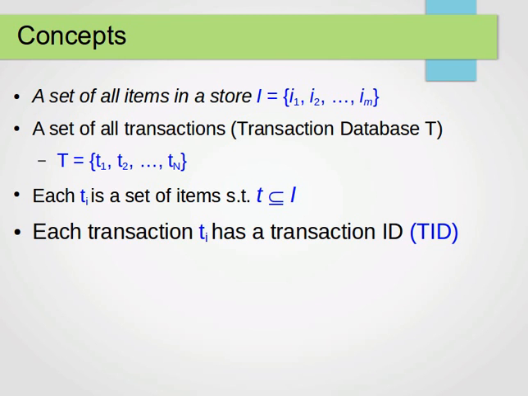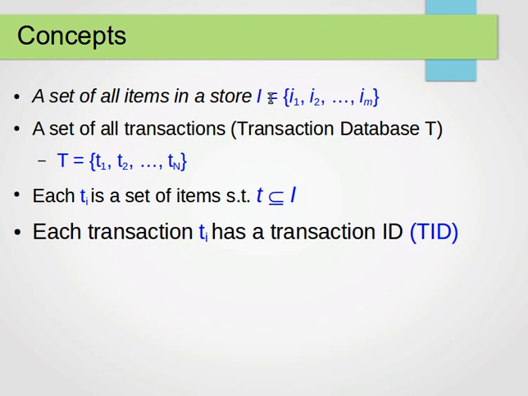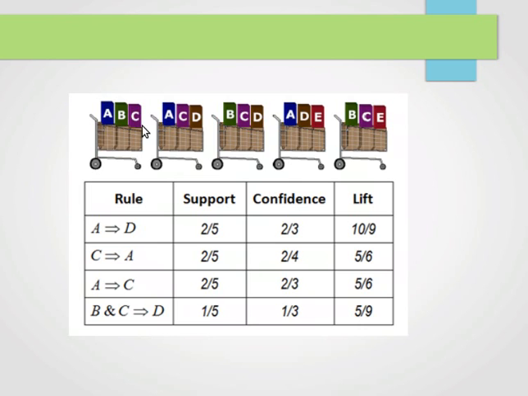Now, let's take a simple example for things to make sense. Let's assume that we have this transaction database. In the first transaction, the customer bought items A, B, and C. Second, A, C, and D. Third, B, C, and D. Fourth, A, D, and E. Fifth, B, C, and E. So this is our transaction database, transactions 1, 2, 3, 4, and 5. And the item set, all the items in the store, are item A, item B, item C, item D, and item E, as we said here. So that's I, and then T is all these transactions.